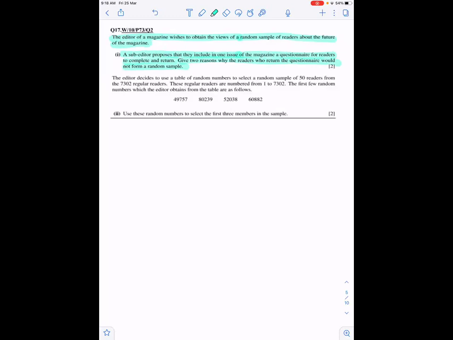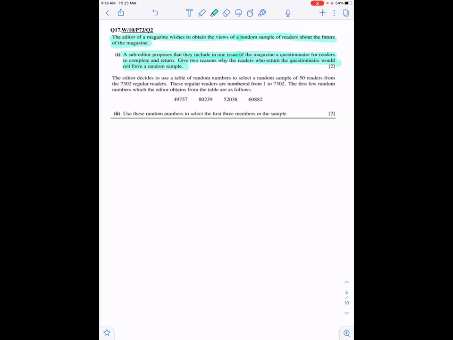What is a good sample? I would say because they've already completed it and returned it, right? So it's not random. The thing is that every member of the population should have an equal chance of getting selected. Here, only those people are selected who are reading that particular issue of that magazine. So this does not make a random sample.